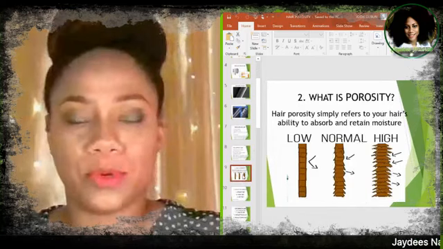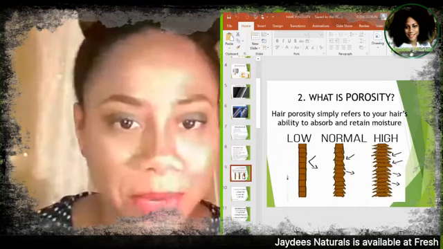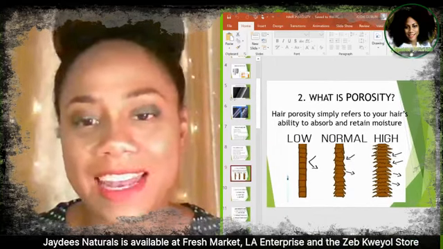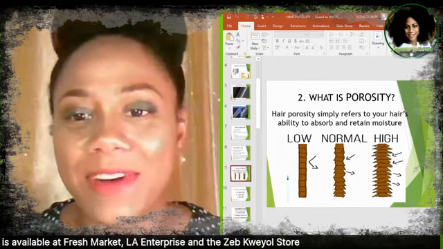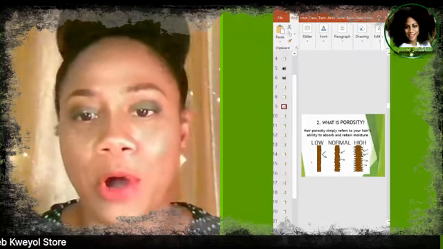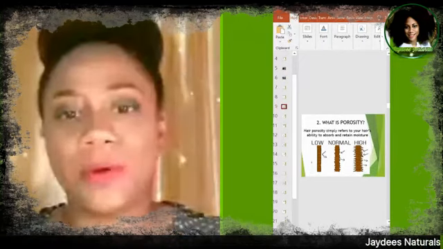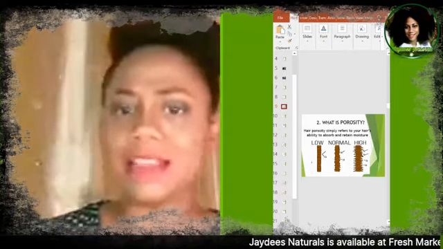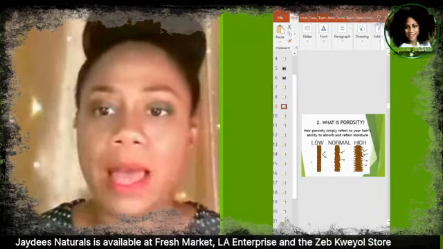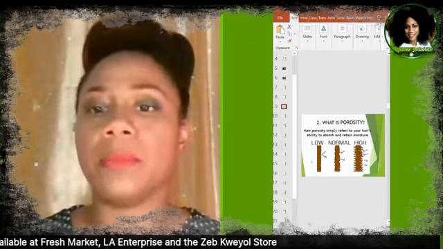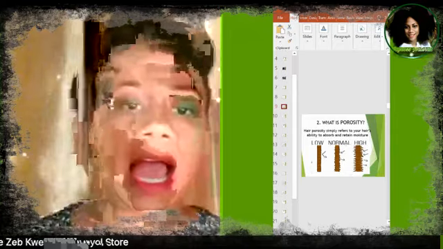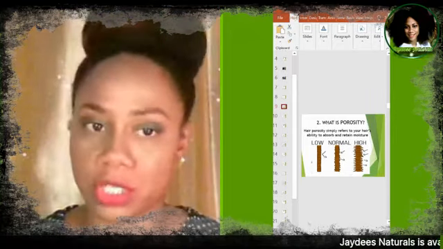Now, what is porosity? Anybody know what porosity means? Anybody? Can anybody tell me what porosity is? I mean, we all know the term and what it means. So porosity, basically, when we refer to hair, is the hair's ability to absorb and retain moisture.